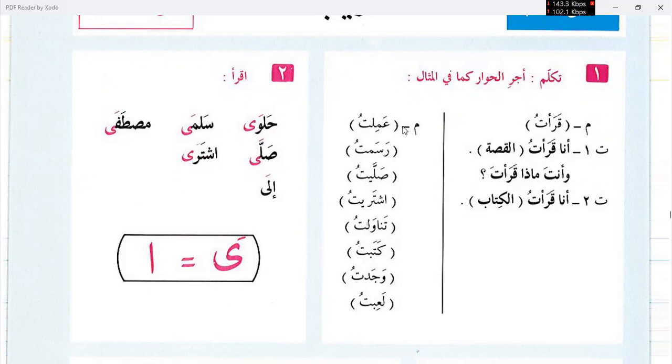Okay, okay. Ana amiltu fil mustashfa, wa anta matha amilta. Here we are using the meaning of amiltu, which means I made something, like ana amiltu halwa. I made a sweet dish. What did you make? Okay, okay. Again. Ana amiltu ruzz. Wa anta matha amilta.